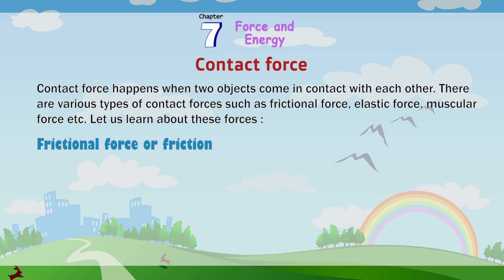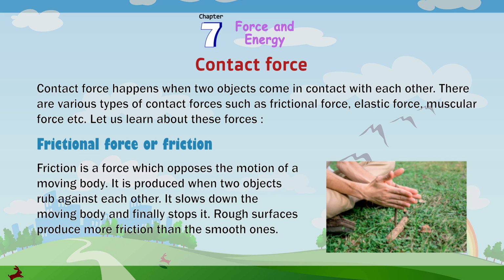Frictional force or friction. Friction is a force which opposes the motion of a moving body. It is produced when two objects rub against each other. It slows down the moving body and finally stops it. Rough surfaces produce more friction than the smooth ones.